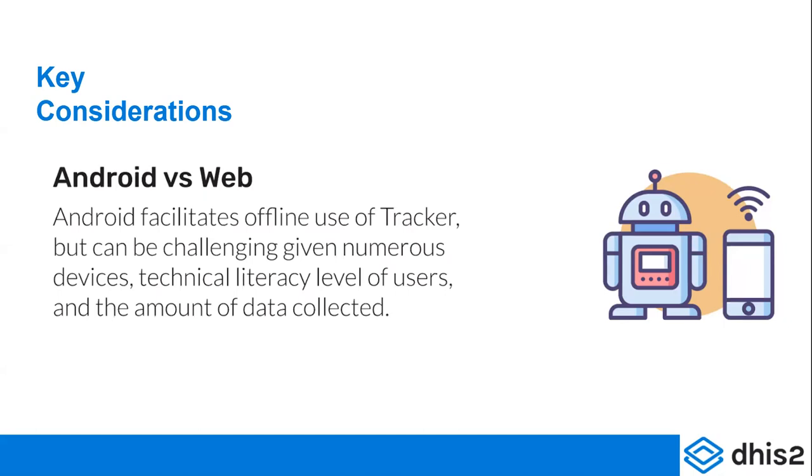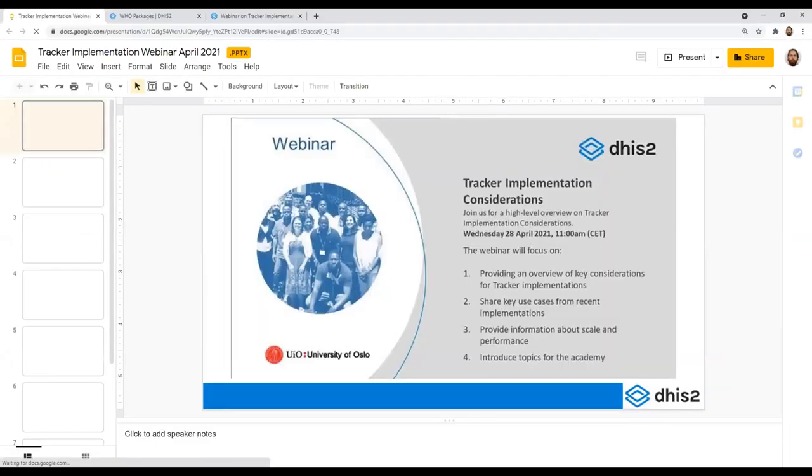The web users, on the other hand, typically are those that are sitting at a site that has strong network connectivity. Probably they already have at that site a computer, a desktop or a laptop computer, which they're using for other purposes.